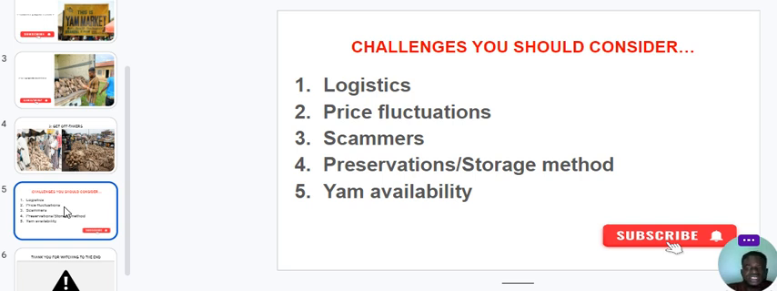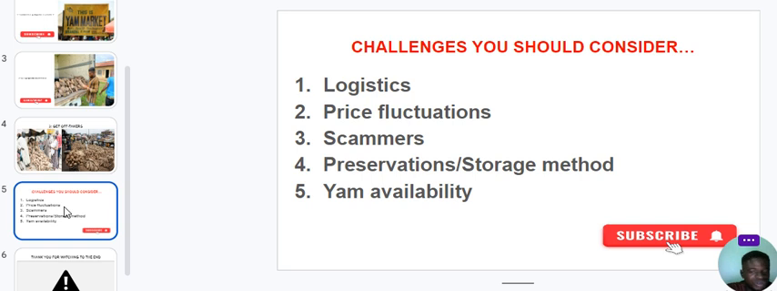And the fourth challenge you have to consider is preservation and storage method. Yam is a perishable good, right? So when you buy your yam, you have to check how you are going to preserve it. There are many methods of preserving yam, and I'm not sharing them in this video, maybe due to time. I will share them in a separate video. But the easiest way to handle this issue of preserving and storing yam is to try to get a pre-order model.